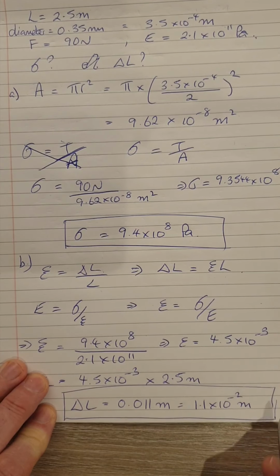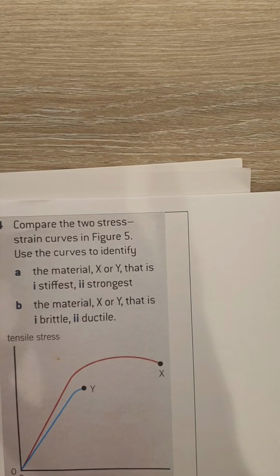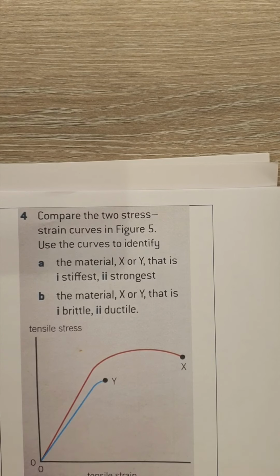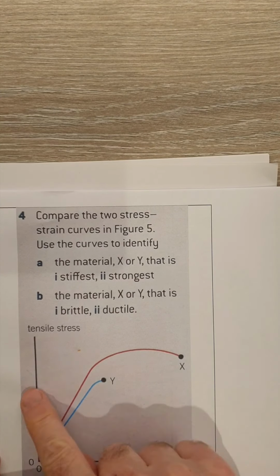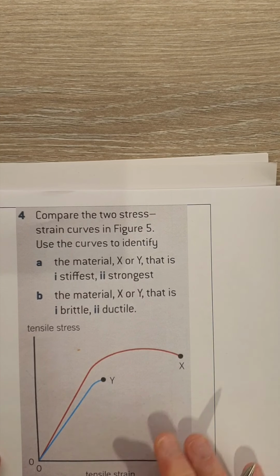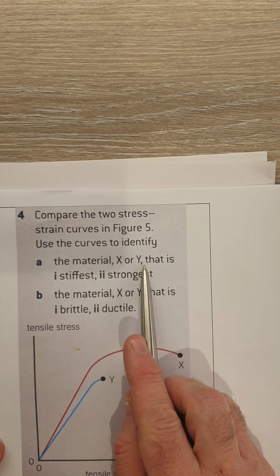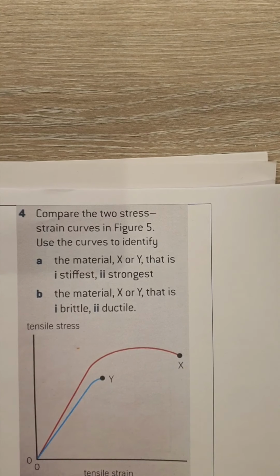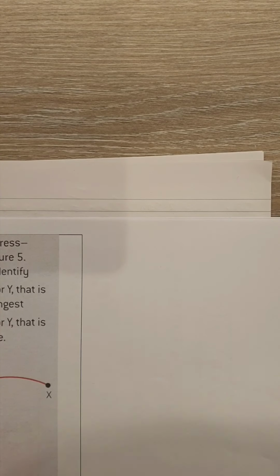And we can think to ourselves, does this seem like a reasonable answer? What does this mean? It means that we have an extension of around about 10-11 millimeters. That seems a reasonable answer. So in question 4, we're being asked to interpret the stress strain graph to be able to say something about two different materials, X and Y. So we don't know what the materials are, we're just shown their stress strain graphs, and we're asked to say something about the properties of these materials. So we're asked to say for material X or Y, which of these materials is the stiffest and which is the strongest. So we need to think about what these terms mean for stiffness and strength.